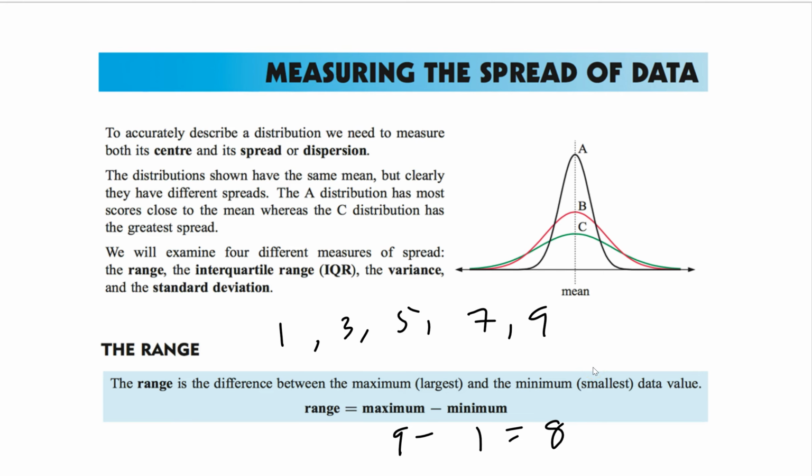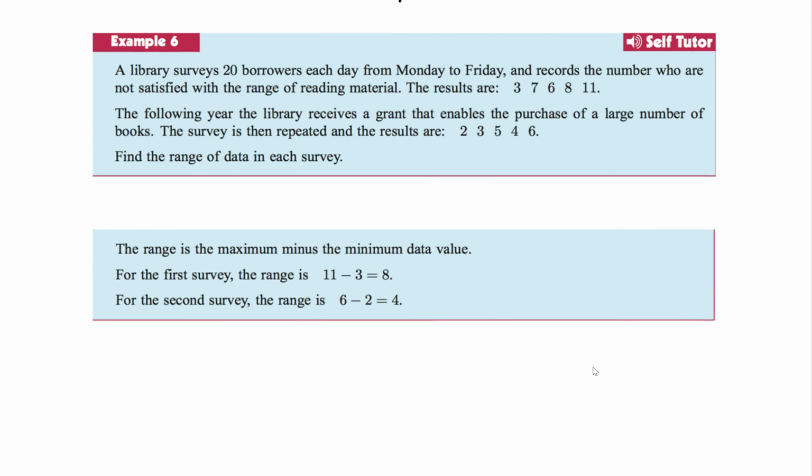With that simple concept in mind, let's look at a quick example. A library surveys 20 borrowers each day from Monday through Friday and records the number of members who have not been satisfied with the range of the reading material. The results are 3, 7, 6, 8, and 11. The following year, the library receives a grant enabling the purchase of a large number of books. Surveys are then repeated, and the results are 2, 3, 5, 4, 9. Find the range of each one.